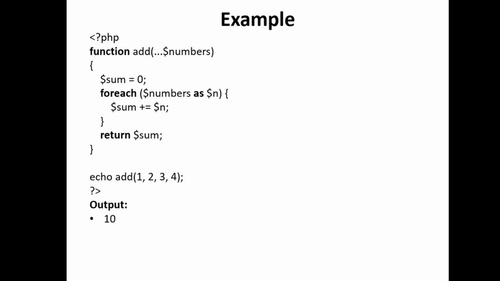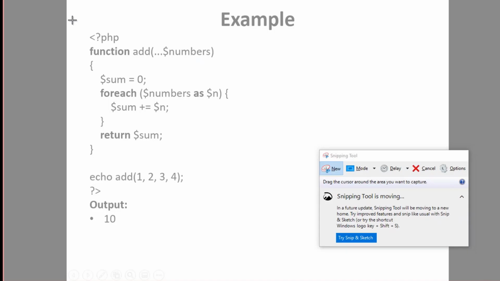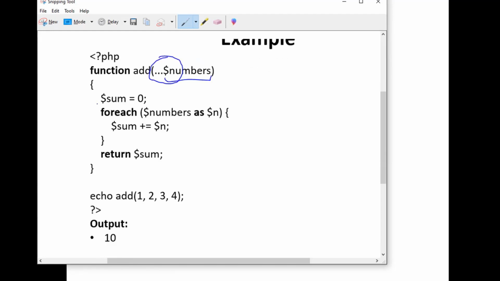Then an example of this is the function add, and here we are using three ellipses. That is this one: three dots followed by the variable name, that is dollar numbers, and this is the function declaration. Here we use $sum equal to 0 for each.